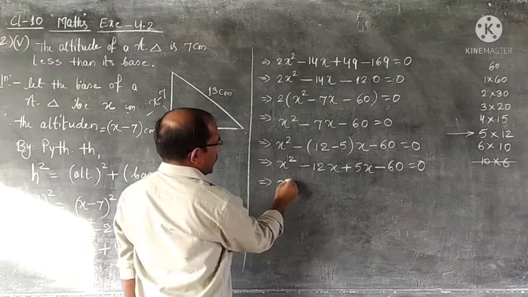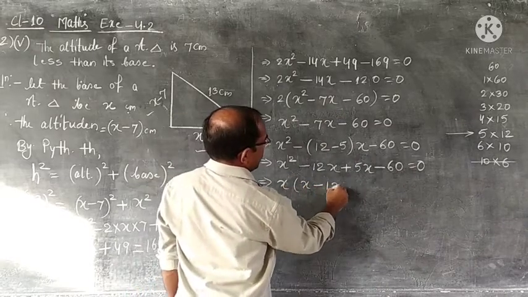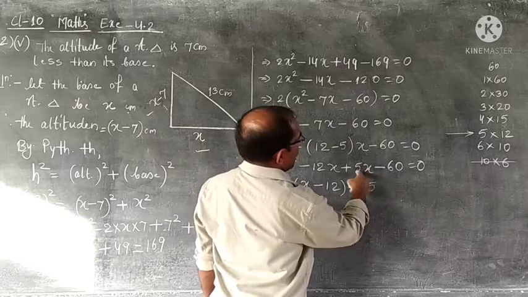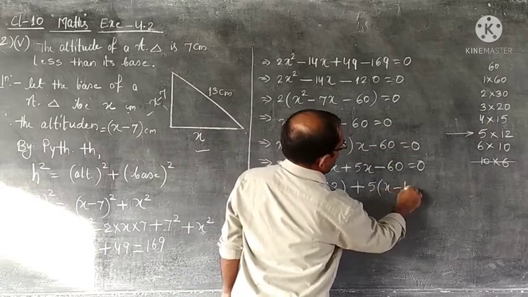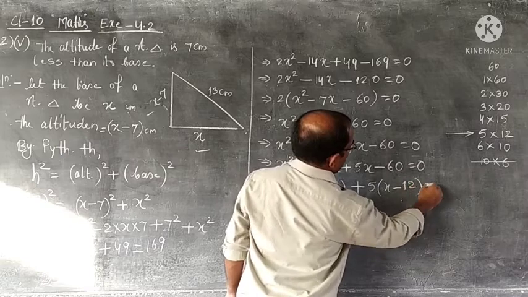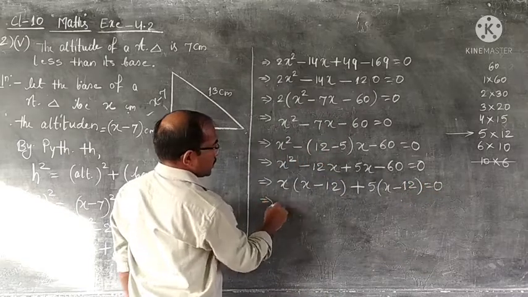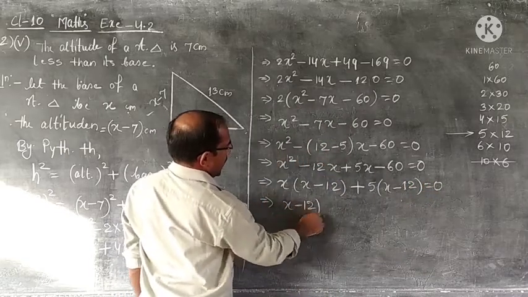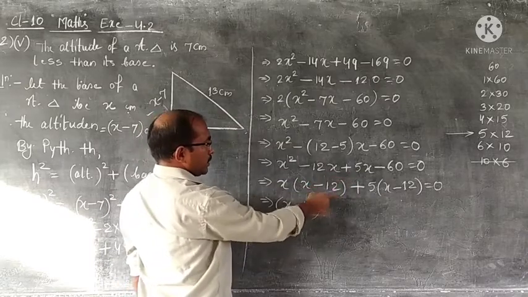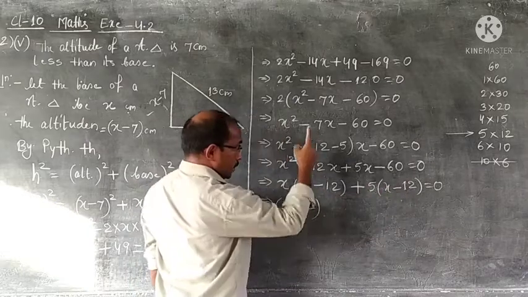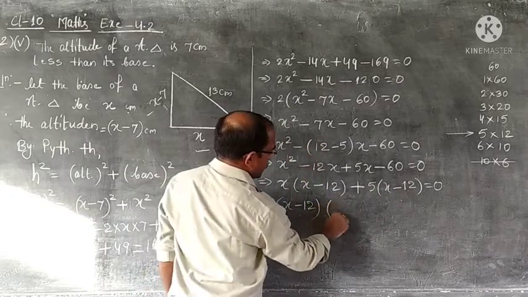Take common now. What will we take common from 5x and 60? 5 twelves are 60, so 5 common. x minus 12 will remain. We get x minus 12, and inside the bracket we are seeing the same term. Only then do we know that we are right. If these are not the same, somewhere we have made a mistake, and we need to check our solution.